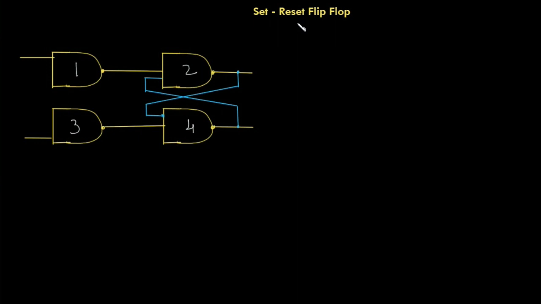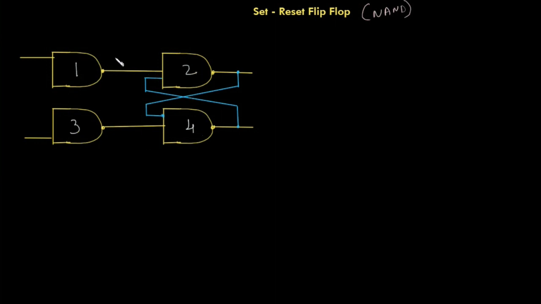In this lecture, we are going to see the SR flip-flop, or set reset flip-flop. This is the simple diagram of an SR flip-flop made using NAND gates. You can write here that it is made using NAND gates. These are the four NAND gates: NAND gate 1, NAND gate 2, NAND gate 3 and NAND gate 4.